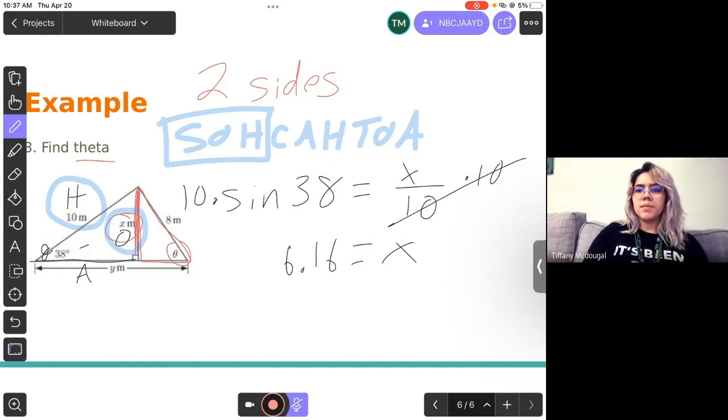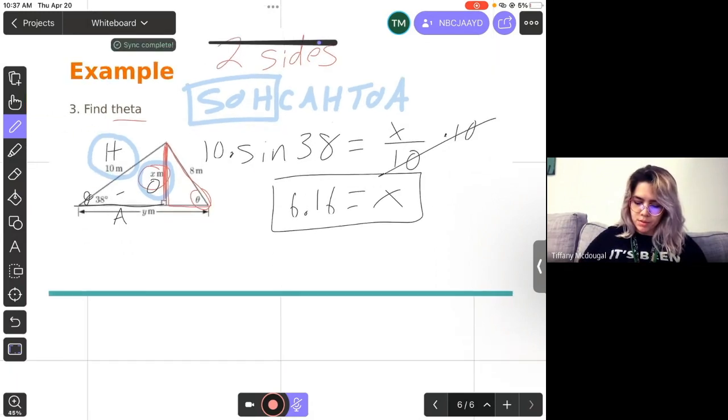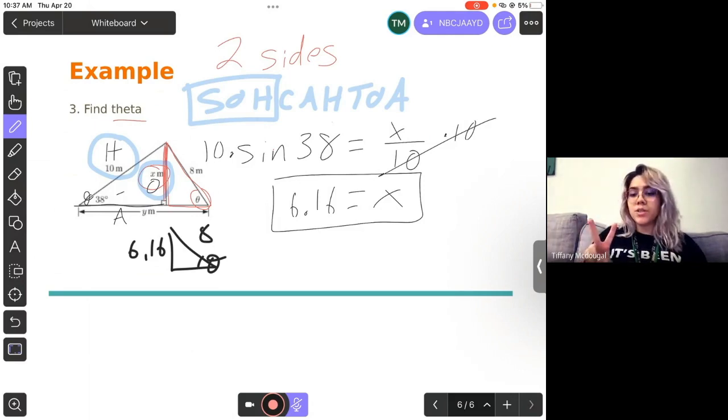6.16. Perfect. All right. So now that we have that missing side, remember we are not done yet. Our job is to find theta. So let's make this move up a little bit. There we go. All right, so we have this triangle down here. We are trying to find theta down here in the corner. We know that this side is 6.16, and we know that this side up here is 8. So now that we have our two sides, we can go ahead and use that inverse trigonometry.